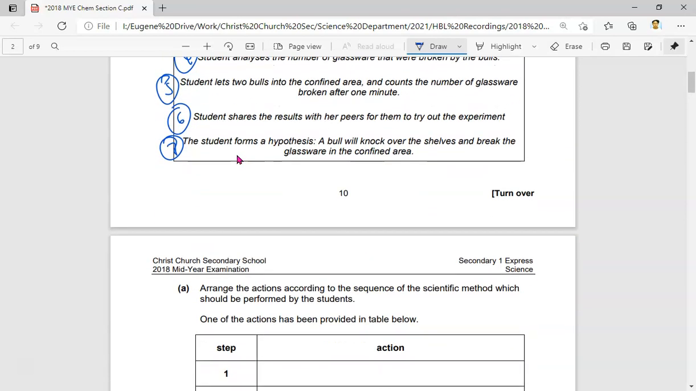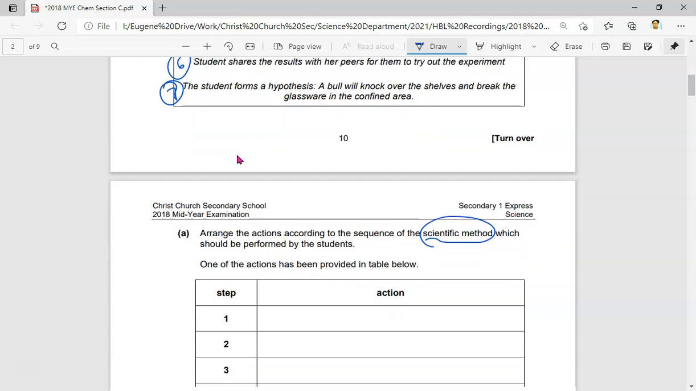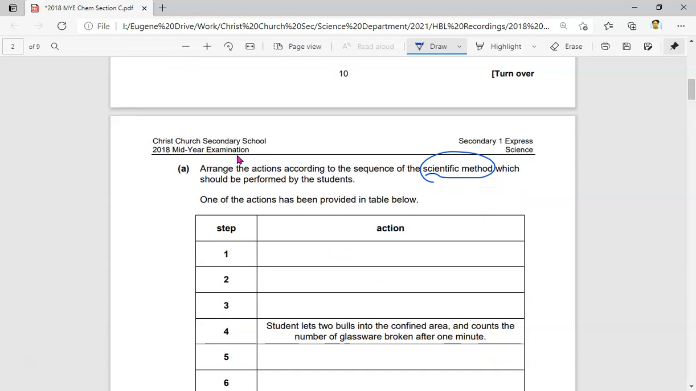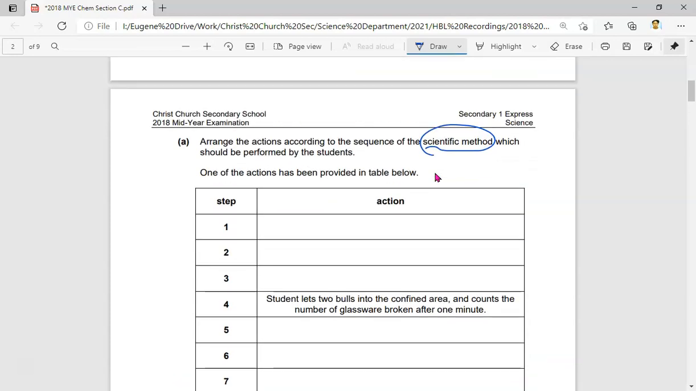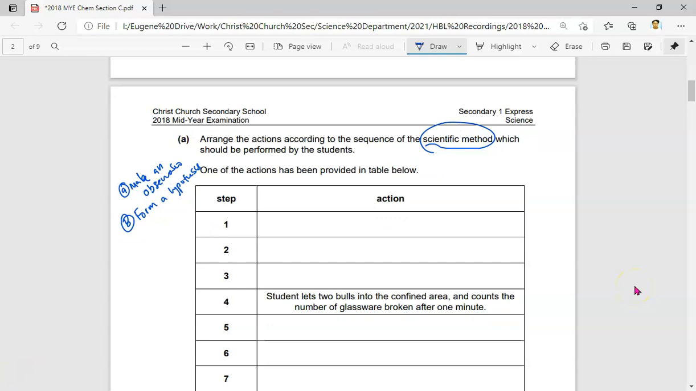Okay? So in part A, it says, arrange the actions according to the sequence of the scientific method, which should be performed by the student. So the question is, what is the scientific method? If you know it, you will form step 1 to step 7 quite easily. The first part is actually to make an observation. The second step is to form a hypothesis. After you have formed the hypothesis, the next step is really to perform the experiment.